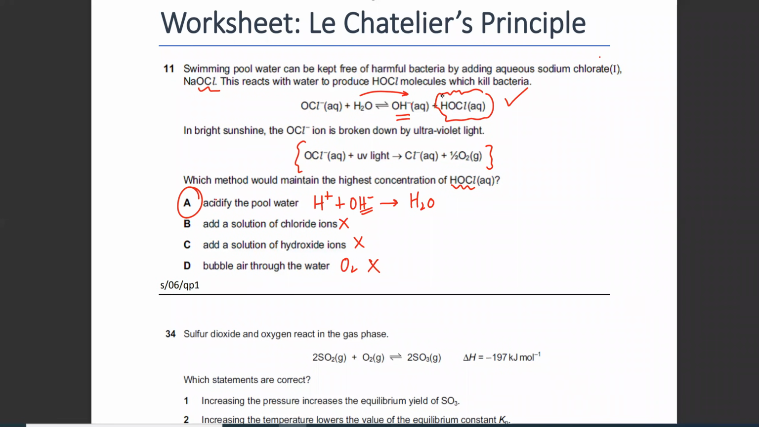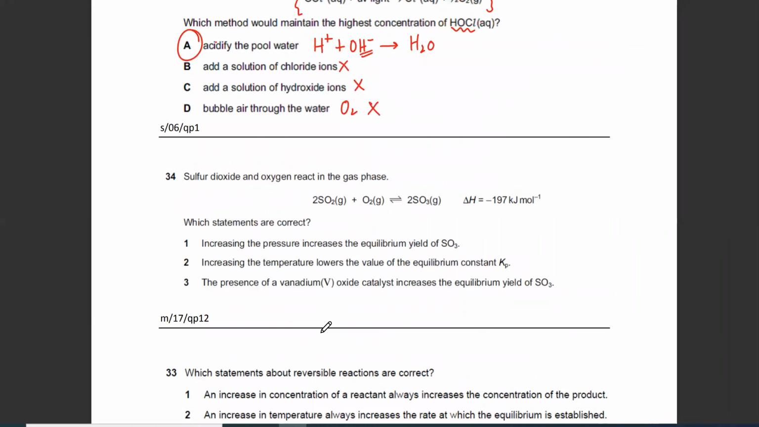So remember that they're going to ask you questions where they add something that would react with something in the equilibrium, and its quantity would decrease. Like in this case, it's H+ being added, and when H+ is added, the OH- ions would react with it, and the OH- quantity would decrease. Because of that, the equilibrium would try to make more of it, and it would shift to the right. So that's this one. Let's move to the next one.